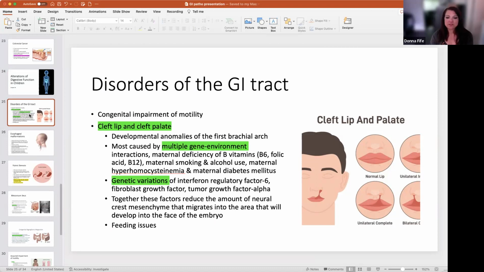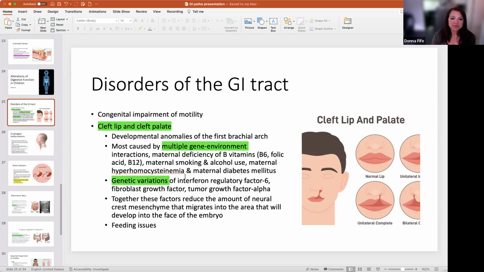Maternal deficiency of B vitamins such as B6, folic acid, and B12 can lead to these. Maternal smoking and alcohol use, maternal hyperhomocysteinemia, and maternal diabetes mellitus. So oftentimes this is coming from different things going on with the mom.